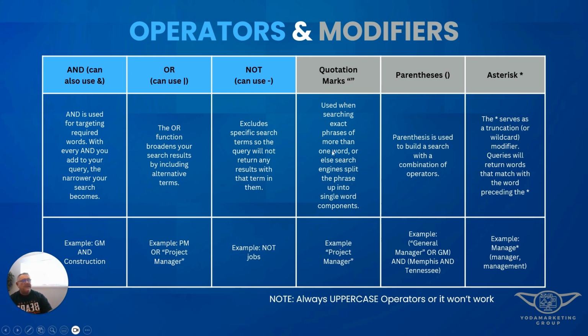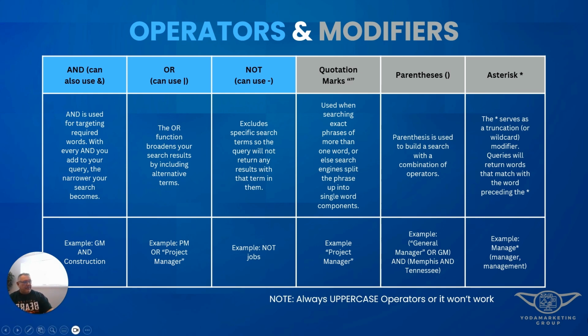So if you need that exact phrase, then you put it in quotation marks. And then the parentheses is used to build a search with a combination of those operators, right? I need a GM or general manager and construction or whatever, right? And you build it out here, okay?